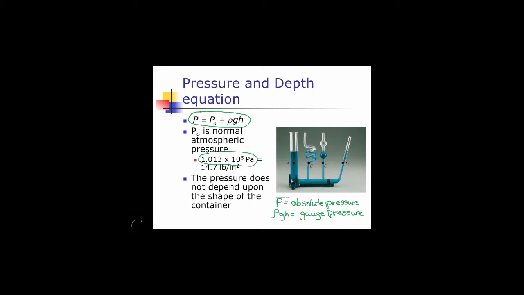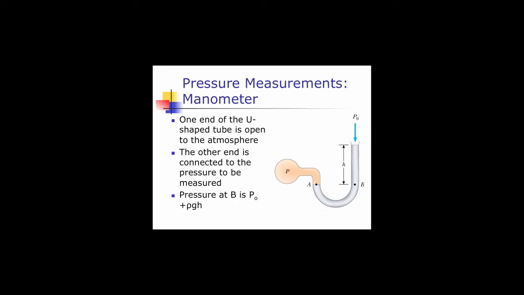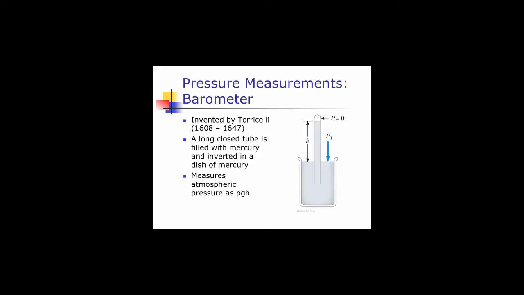And pressure does not depend upon the shape of the container. As you can see from the diagram at the right, at all 4 of the locations A, B, C, and D, the pressure would be exactly the same because it's at the same depth. Some applications of this are the manometer, and the barometer.